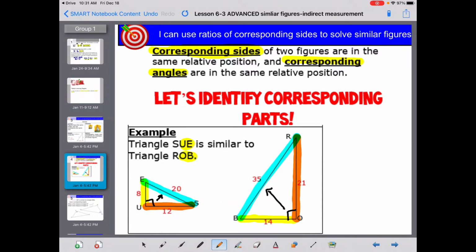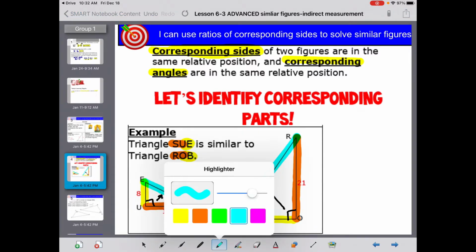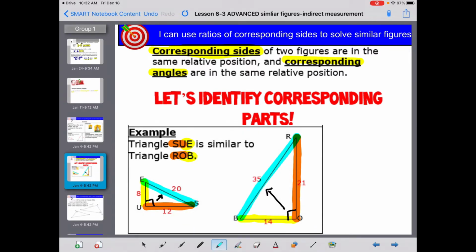Okay, take a look at the orange sides, SU and RO. Now go up to where it's listed under the example. SU are the first two digits, RO are the first two digits. Do you see that? And then let's look at the last blue part. SE and RB. That's the blue ones. Okay, now look. SE and RB. See how they're in the same position in the math statement as they are in the picture.